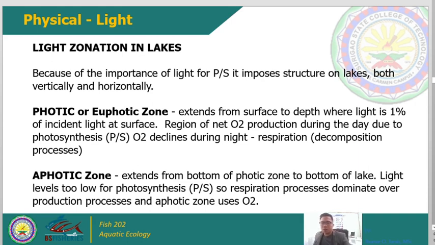Okay? So aphotic zone, basically the photosynthesis and respiration ratio is less than 1. The photic zone, basically the photosynthesis and respiration ratio is greater than 1. We also have the term compensation depth, wherein the photosynthesis and respiration ratio is equal to 1. That is equivalent to the thermocline when we talk about the thermal stratification of the lake.